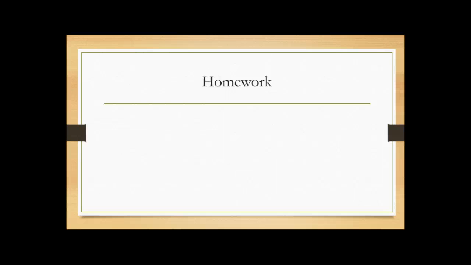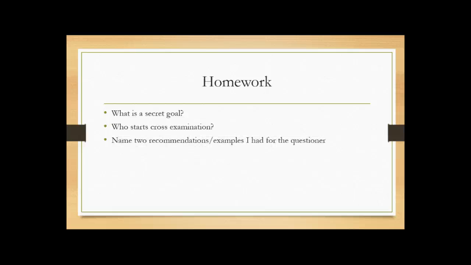All right, that's it. I know this video is really long. I'm sorry. So here's homework. What is a secret goal? Who starts cross-examination? Name 2 recommendations or examples I had for the questioner, so that portion where I was talking about things that you can or should do. How many sources does the outline have to have? Who won cross-examination in the roundabout debate? That was one of the earlier debates that I showed.